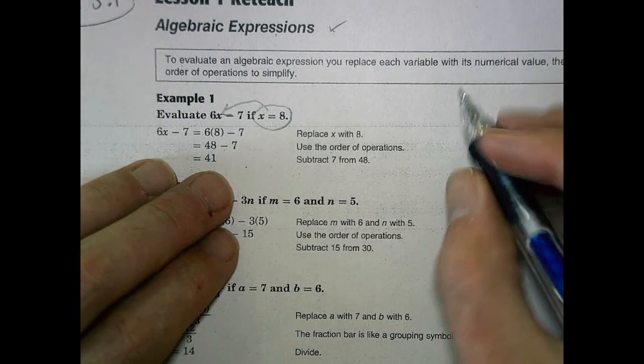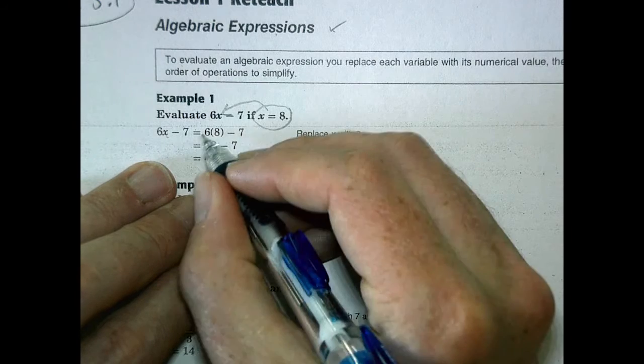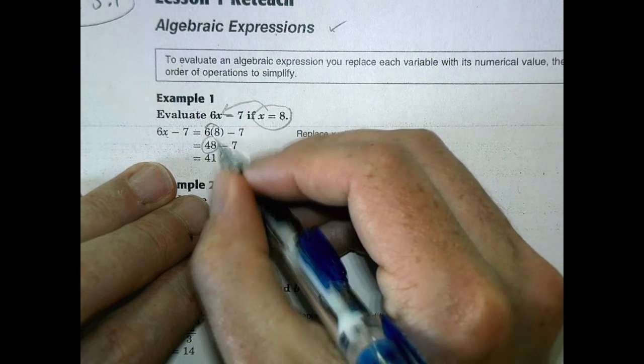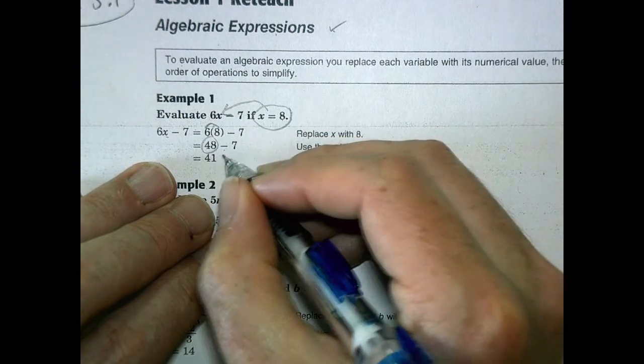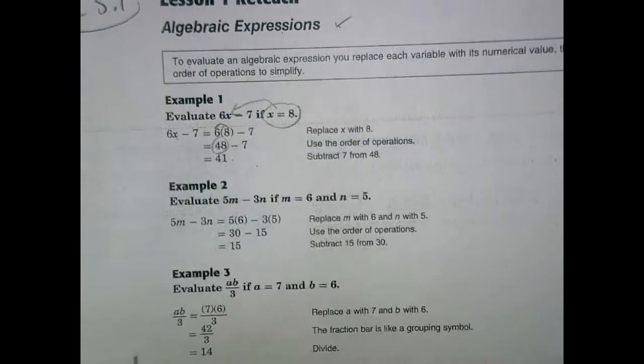So again, in the example here, you can see they take the 8 and they plug that in for x. So we have 6 times 8, which is 48, and we subtract 7, and get 41. So you're replacing things there, but again, watch those signs and be very careful.